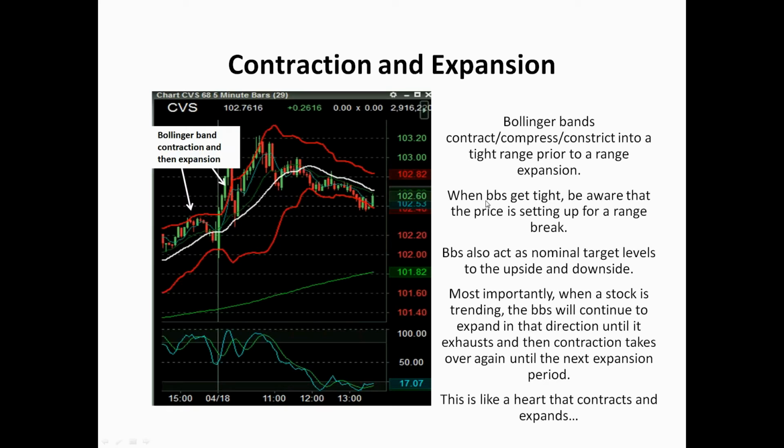So BBs also act as nominal target levels to the upside and downside. And this, once again, is a bumper, guys. All right, so most importantly, when a stock is trending, the BBs or Bollinger Bands will continue to expand in that direction until it exhausts, and then contraction takes over again until the next expansion period. This is like a heart that contracts and expands. Anyone have any questions so far, or can I move on?